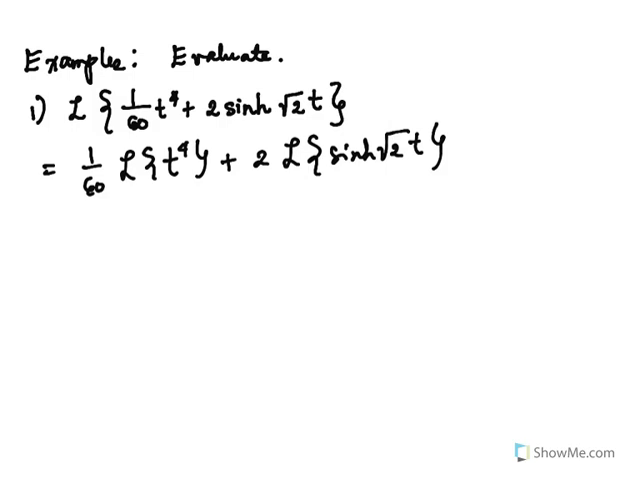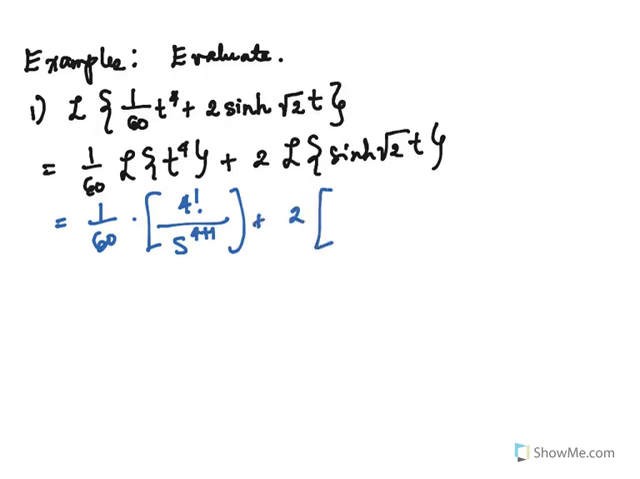So we can now write this as 1 over 60 times Laplace transform of t to the fourth, where t to the n will be n factorial over s raised to n plus 1. In this case, n is 4, so 4 factorial over s raised to 4 plus 1, plus 2 times the Laplace transform of sinh kt, which is k over s squared minus k squared. So your k here is square root of 2.